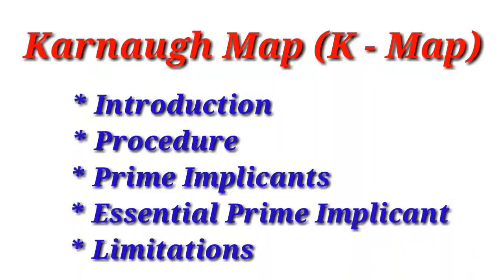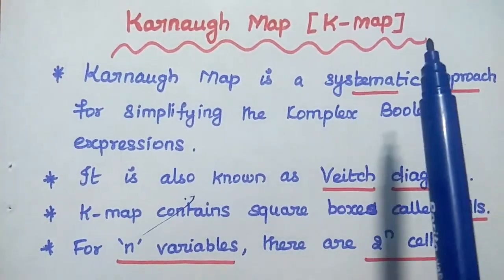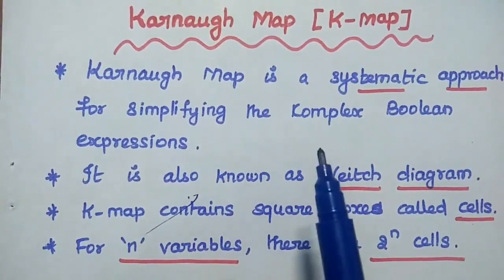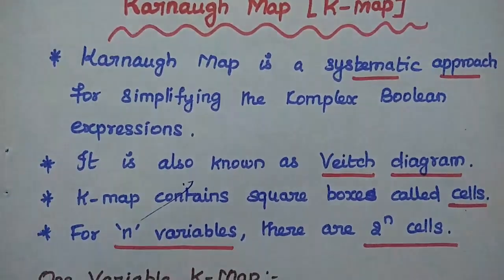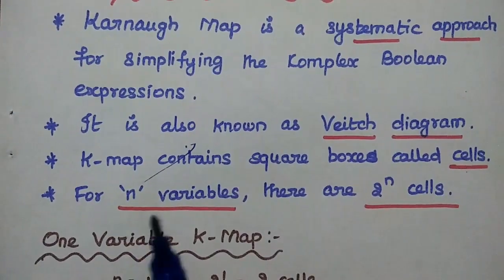Dear students, now we are going to discuss the basics of Karnaugh Map in detail. Karnaugh Map, simply called K-map, is a systematic approach for simplifying complex Boolean expressions. So it is mainly used to simplify complex Boolean functions.